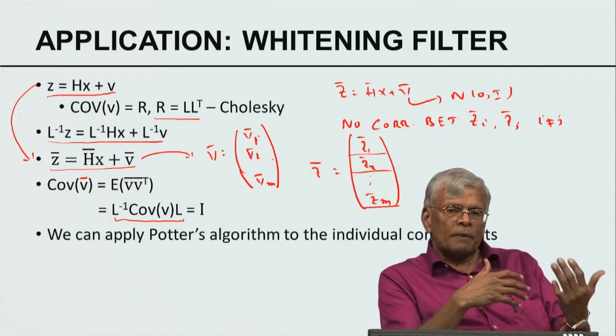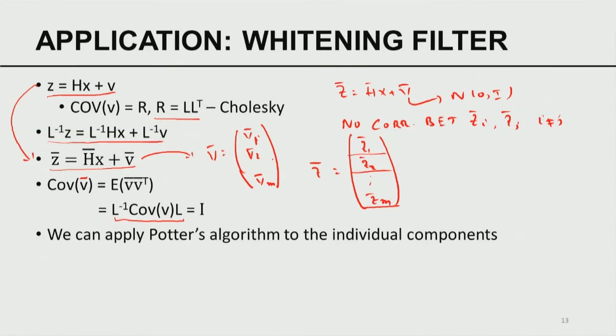Now we have talked about several different types of transformation in this lecture. We have talked about square root transformation of matrices, and QR decomposition to compress in a lossless way the resulting square roots. And here we are also talking about Potter's algorithm and how to apply it component-wise by doing what is called a whitening transformation or a whitening filter. What is a whitening filter? If I pass a correlated noise through a whitening filter, the output becomes uncorrelated, in the sense that V was correlated, but the components of V bar are uncorrelated.